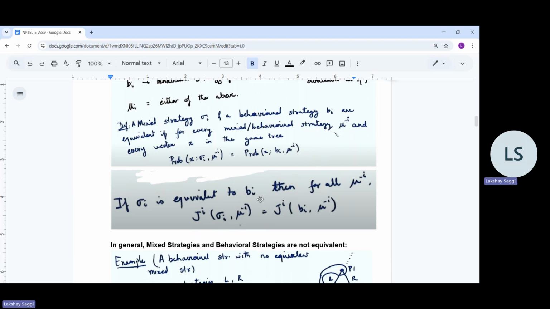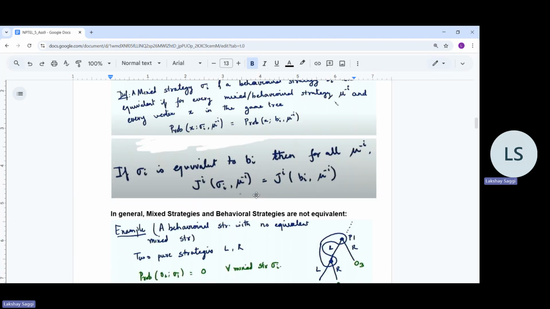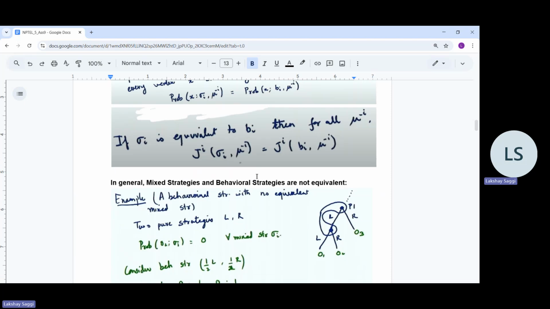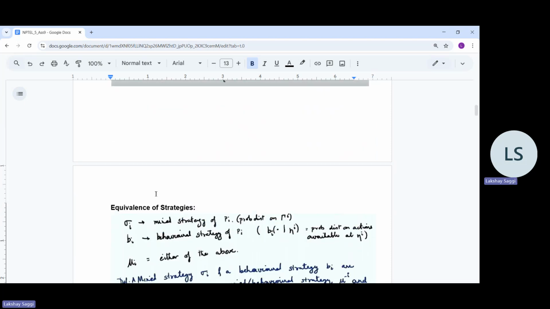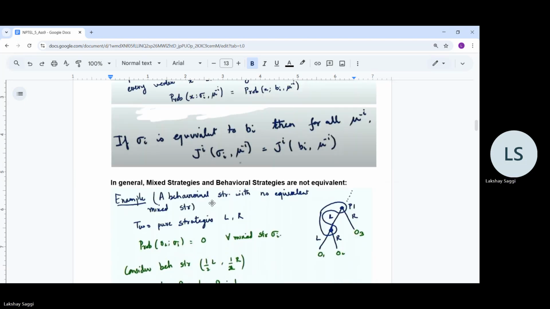So I hope this kind of argument makes sense. And if it does, again, we have defined something like equivalence of strategies, but is it even useful for us? Can we say that for every mixed strategy there even exists a behavioral strategy? What we can show, as was discussed in the lectures also, is that in general, mixed strategies and behavioral strategies are not equal.